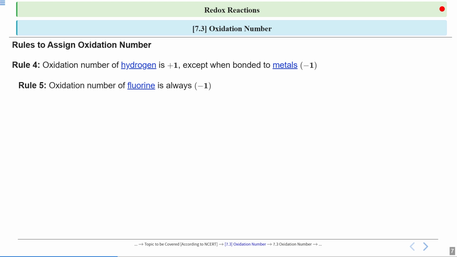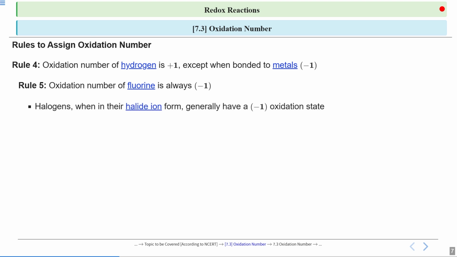Now rule 5: the oxidation number of fluorine is always -1. Why? Because it is a highly electronegative element. In all its compounds, fluorine has an oxidation number of -1, while the other halogens like chlorine, bromine and iodine also have an oxidation number of -1 when they occur as halide ions in their compounds.